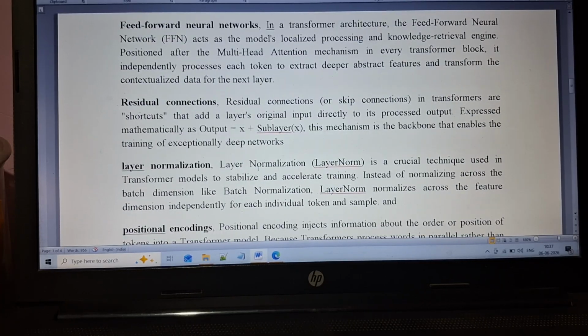Residual connection. What is a residual component in a transformer? A residual connection, or skip connection; these are two names for the same thing. In transformers they are shortcuts that add a layer's original input directly to its processed output. Expressed mathematically, output equals x plus sublayer(x). This mechanism is the backbone that enables the training of exceptionally deep networks.